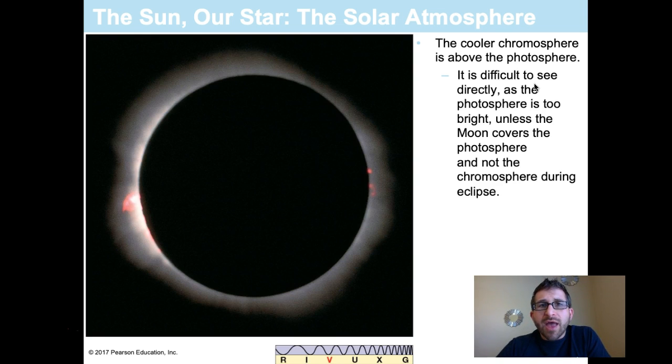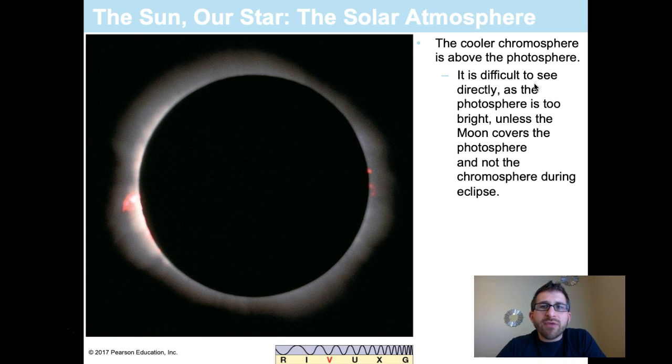Now, as we look at the solar atmosphere, it comes in many different components. The next layer up that we're going to discuss is the chromosphere. Now, the chromosphere is a layer of the Sun that is above the photosphere. It's very difficult to see because it requires you to view the Sun without looking at the photosphere.